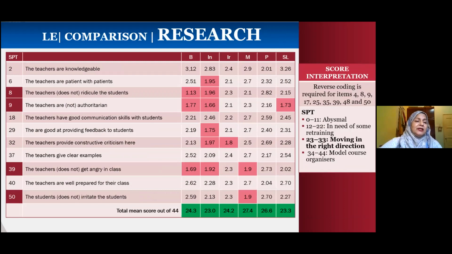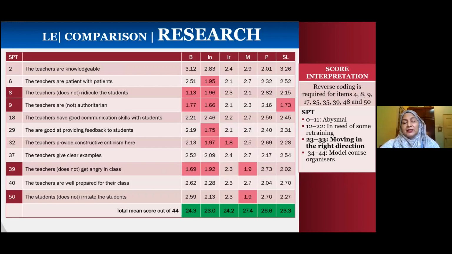The second one is student perception of teaching. Again, although there are some red areas, which mean that for that specific question the students were not very happy, overall, in all 6 countries, the students liked the features.